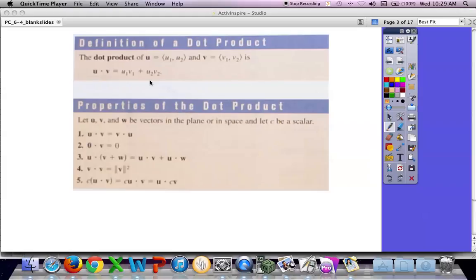Yeah. So like you multiply those and then add them together? Uh-huh. Okay. So it's basically like what we did last time. Just multiplication.